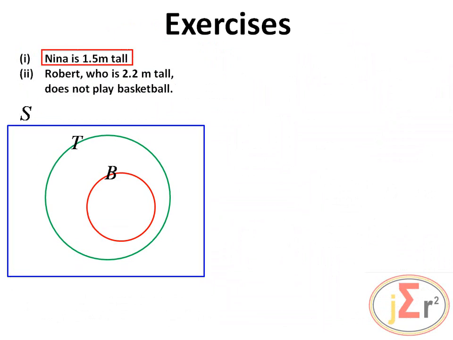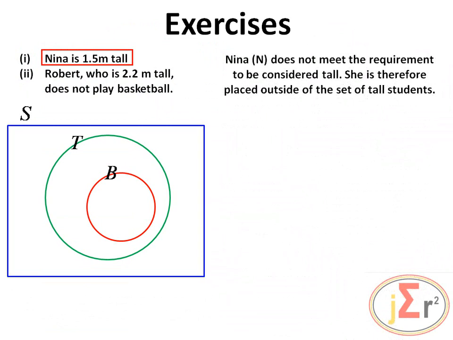So we have Nina is 1.5 meters tall. Where will Nina go? Nina does not meet the requirement to be considered tall. Remember that tall students are over 2 meters in height. She is therefore placed outside of the set of tall students. So this is our set of tall students, so Nina must be placed outside of that set.